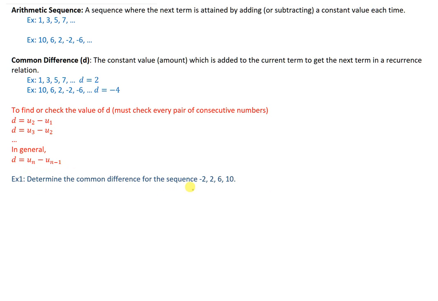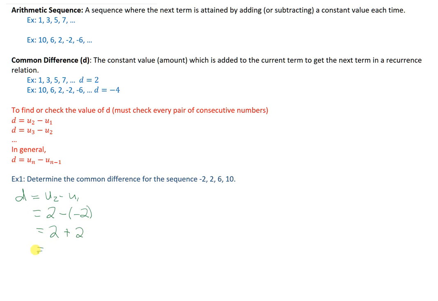So we'll just do one example here. Determine the common difference for the sequence negative 2, 2, 6, and 10. Okay, so because it asked us to determine, we're pretty sure it's arithmetic, but we need to check every pair just to be sure. So what we're going to do is subtract each pair of numbers. The first thing I'm going to do is try d, the second term minus the first term. So that's 2 minus negative 2.